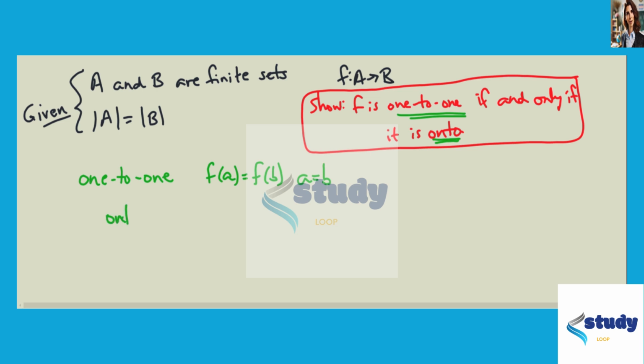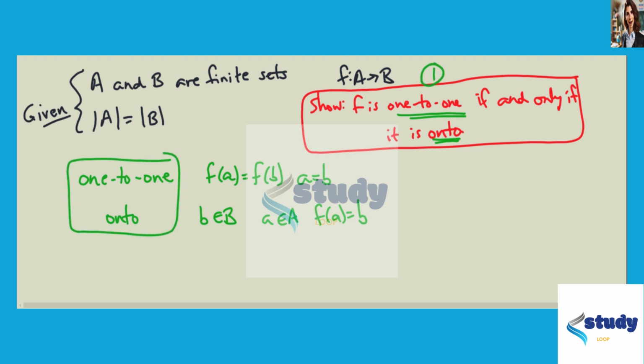What about onto? A function is onto if for every element b within that set B, there is an element a within the first set such that f of a equals b. In other words, every single element in that second set B is mapped to an element in set A. Okay, so those are our two definitions. So let's take the first piece.